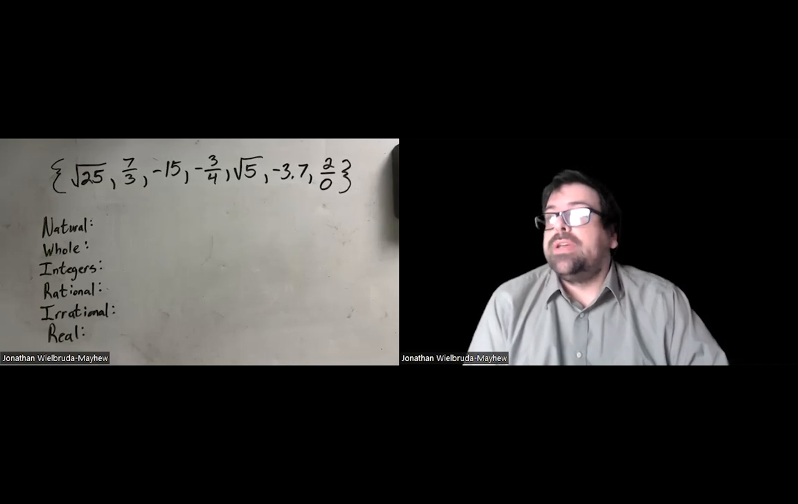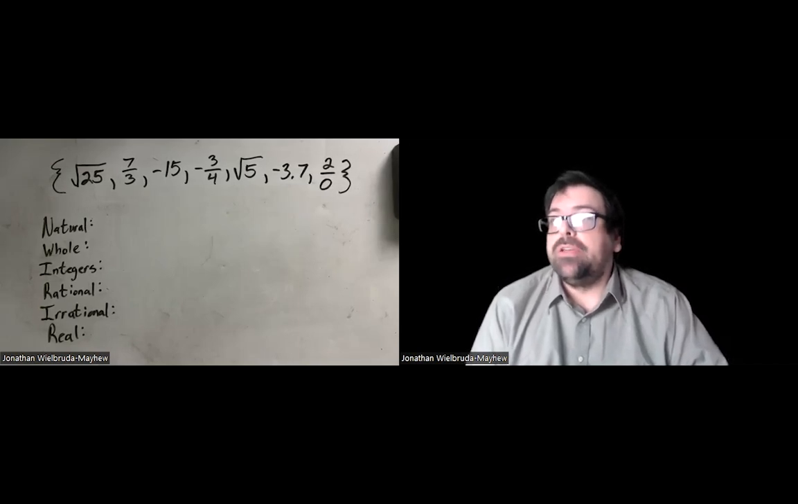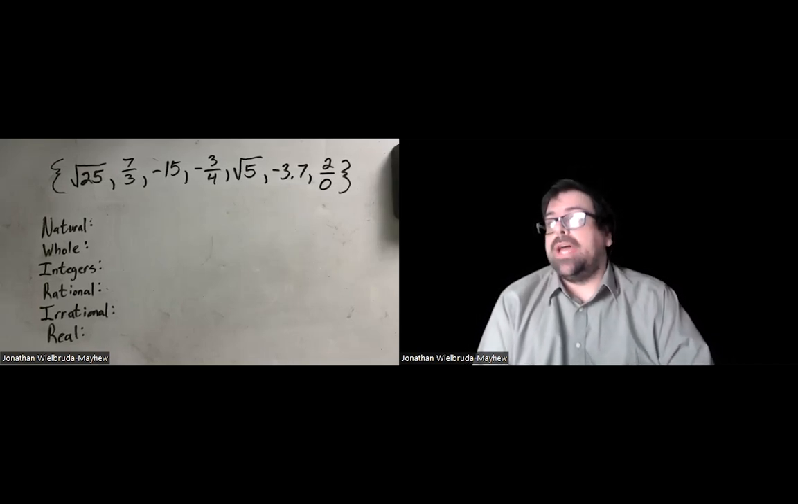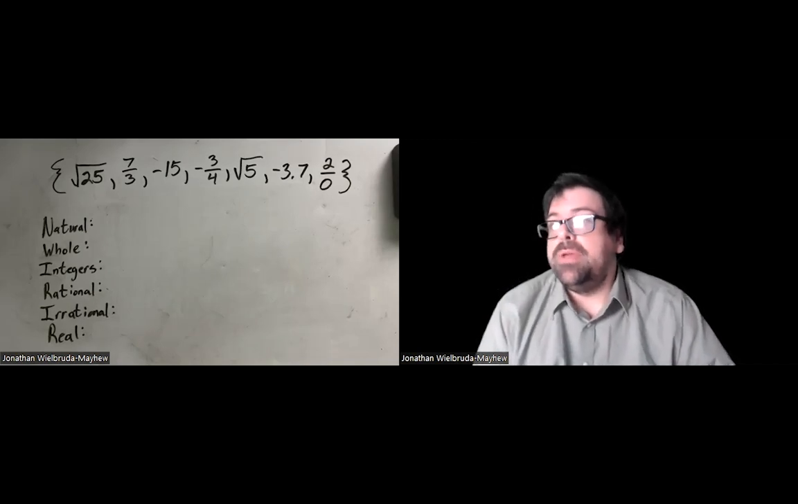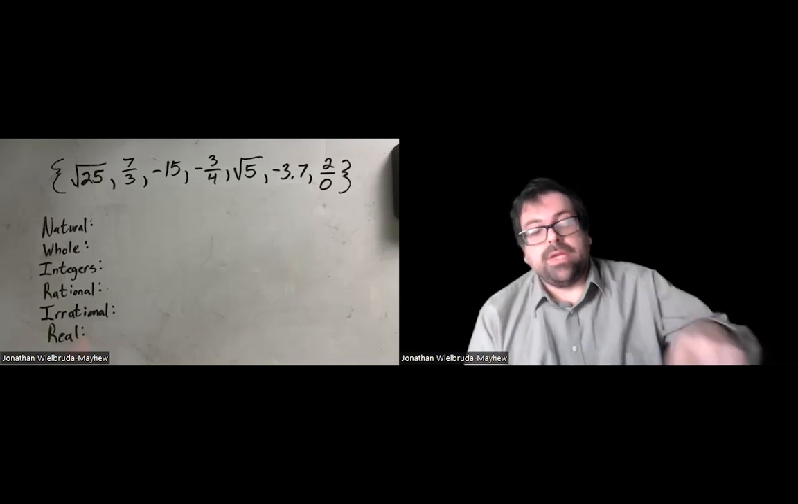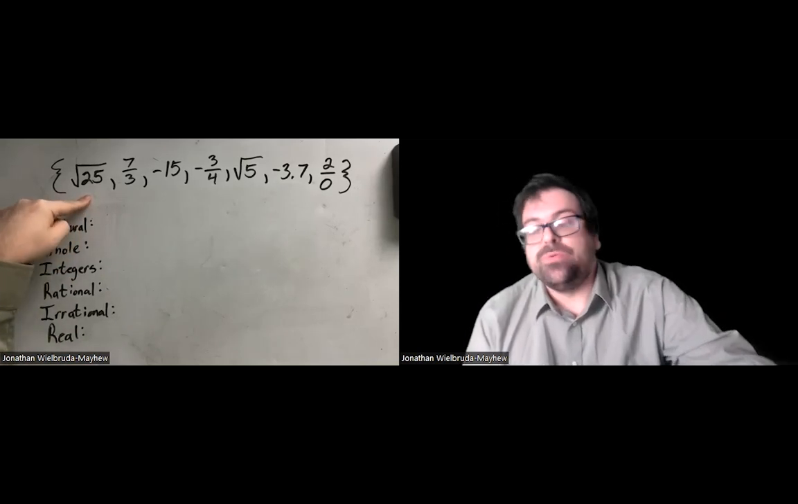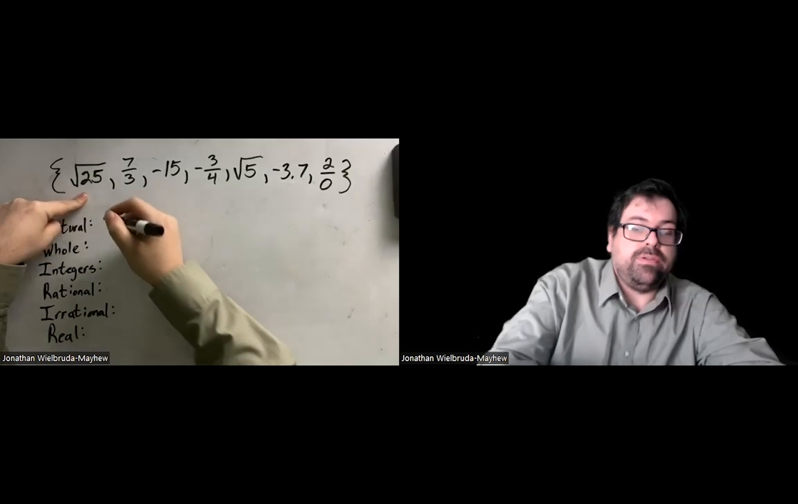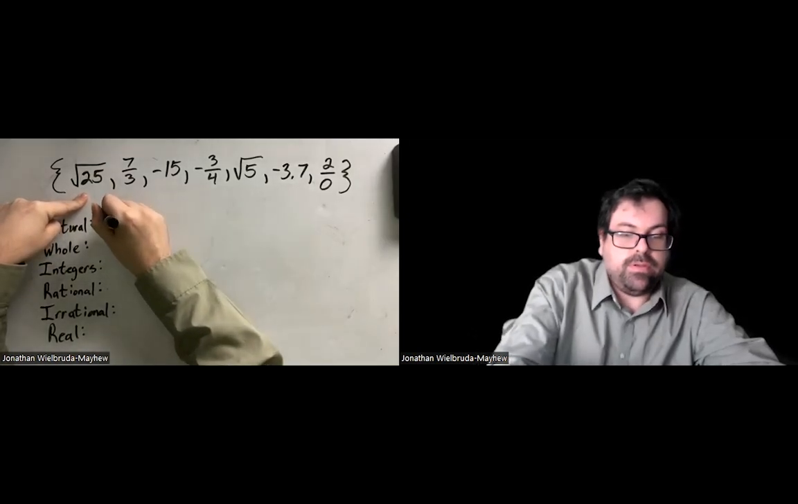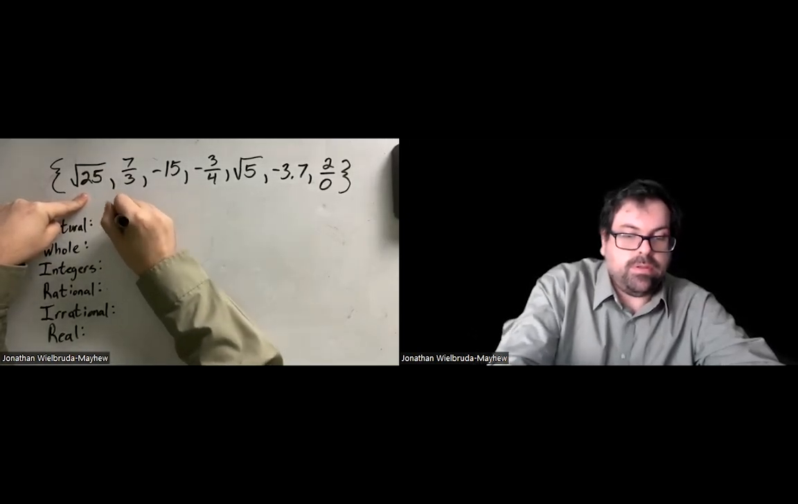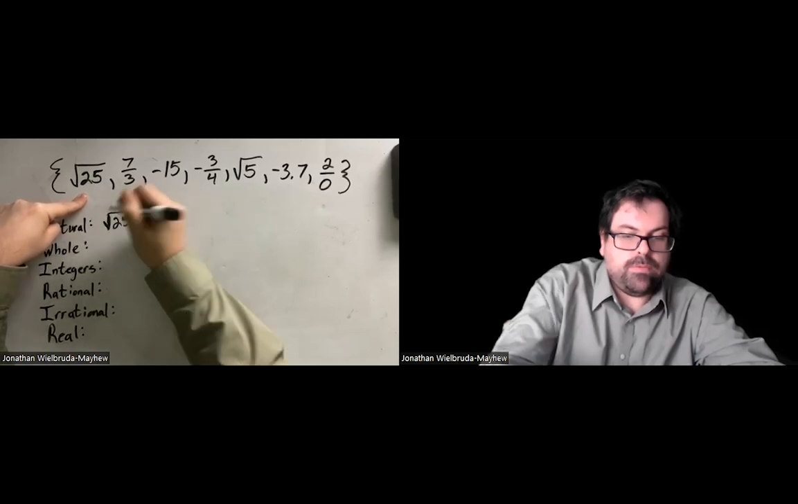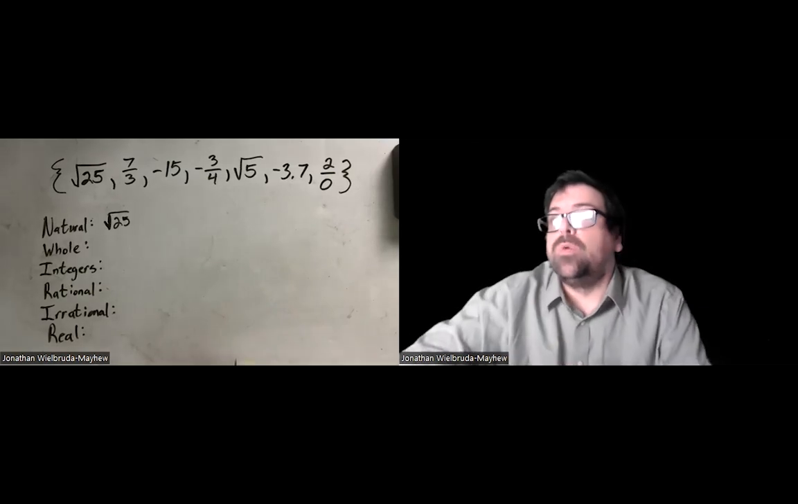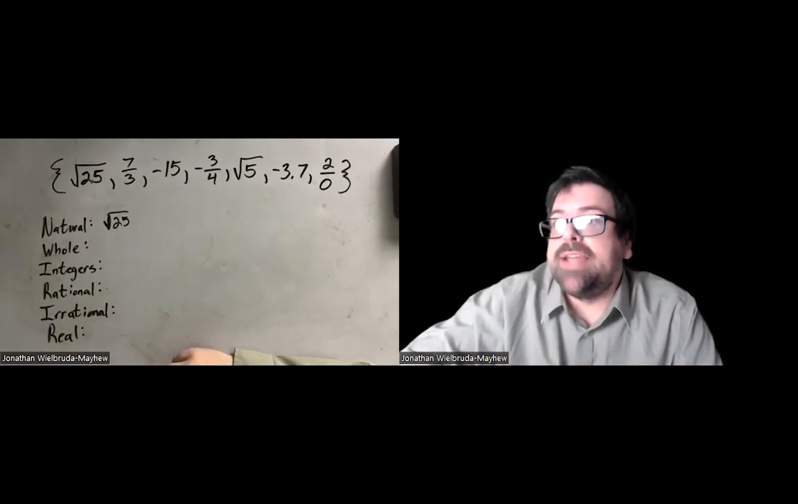Natural numbers. At first glance, you might be looking through this and you might say there are no natural numbers, but you would be wrong. Because what we see here as the square root of 25 is actually the number 5. So the square root of 25 is a natural number.